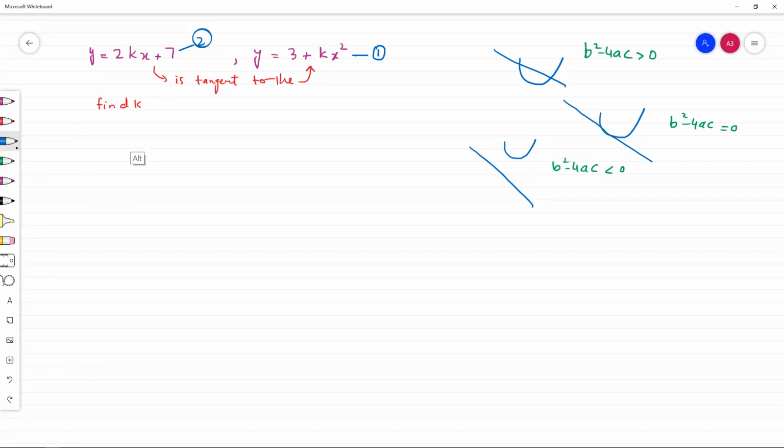So how do we solve them simultaneously? Just put the value of y into this equation. So 2kx plus 7 is equal to 3 plus kx square. Now shift them to one side: kx square minus 2kx plus 3 minus 7 equal to 0. So kx square minus 2kx minus 4 equal to 0.